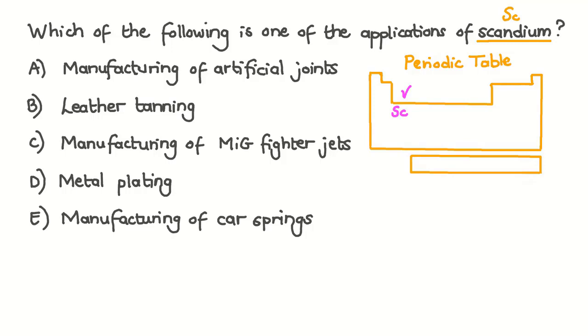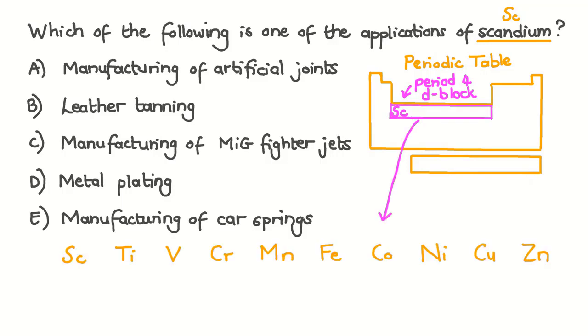Scandium is found here on the periodic table. Specifically, it is the first element in the period 4 D-block elements. In other words, the first element of the first transition series. The first transition series metals shown here are very useful metals. They are economically and socially important. Now the question asks about one of the applications of scandium.